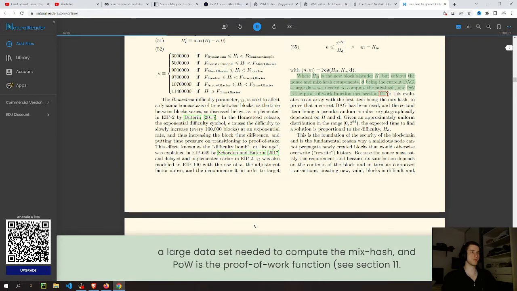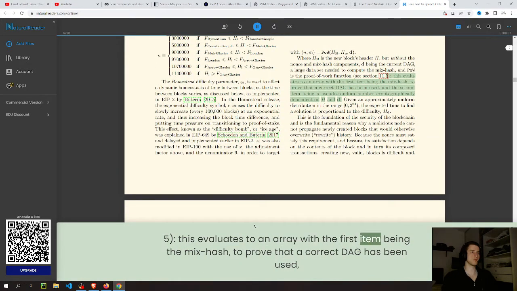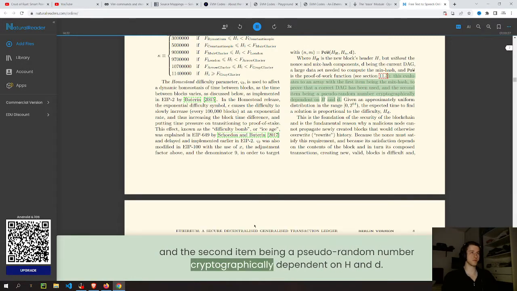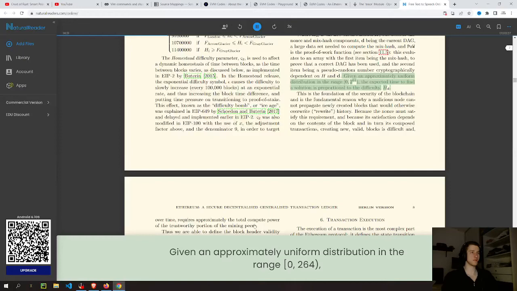see section 11.5. This evaluates to an array with the first item being the mix hash, to prove that a correct DAG has been used, and the second item being a pseudo-random number cryptographically dependent on Hn and d. Given an approximately uniform distribution in the range [0, 2^64), the expected time to find a solution is proportional to the difficulty, Hd.